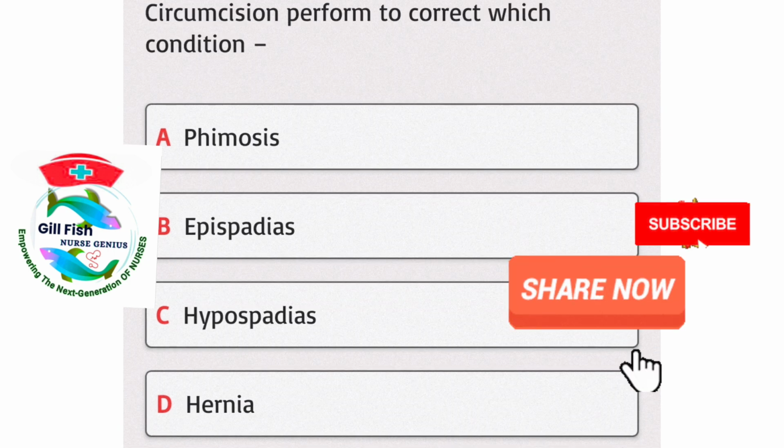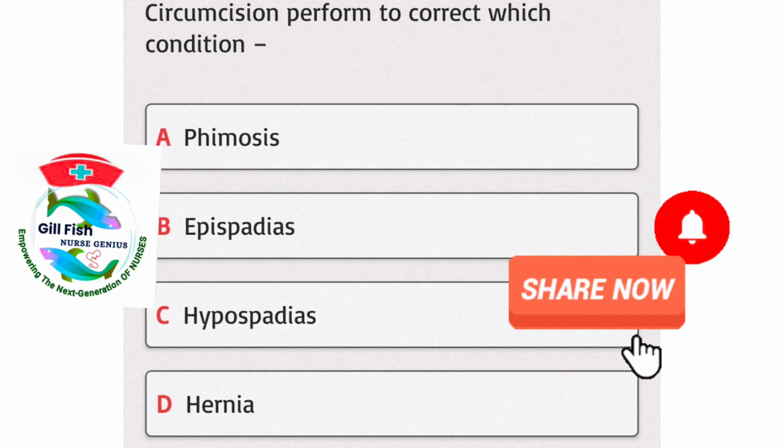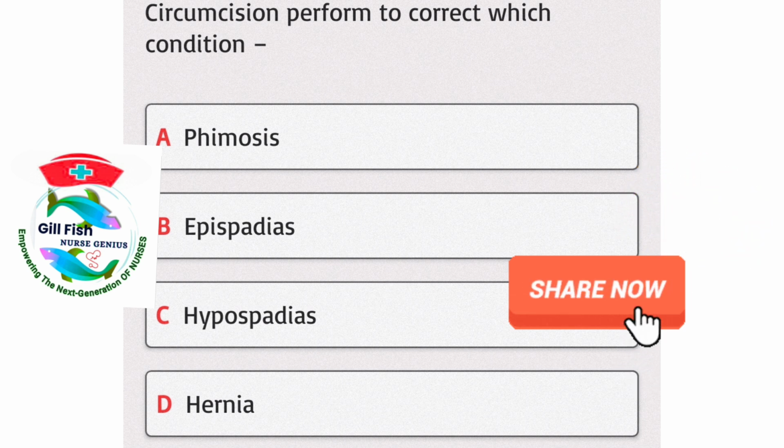Circumcision is performed to correct which condition? Option A, phimosis. Option B, epispadias. Option C, hypospadias. Option D, hernia. So what could be the correct answer? It is phimosis. Usually circumcision, for which condition are we going to do it? When there is a covering layer, the foreskin, we are going to remove the foreskin with surgery. So that is called circumcision. So the correct answer is phimosis.